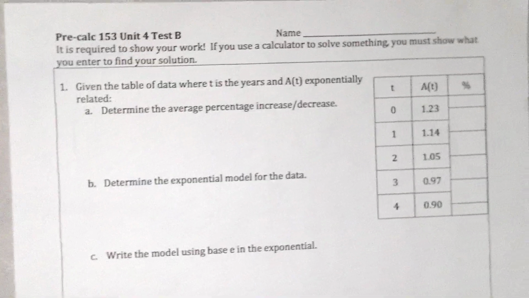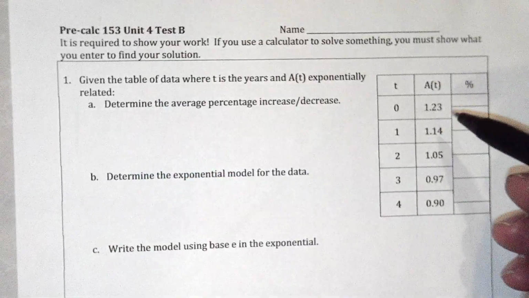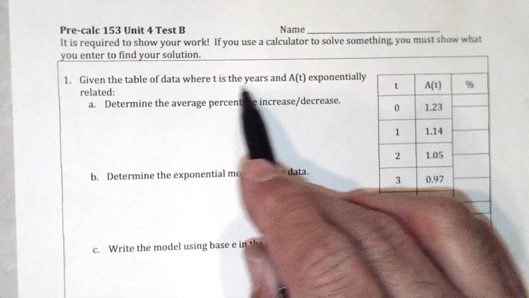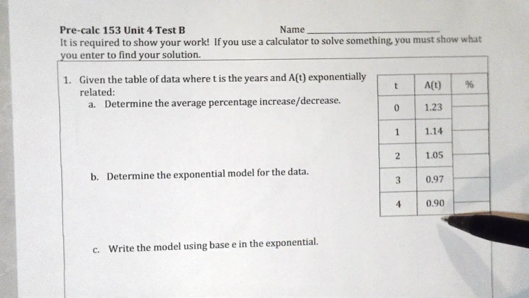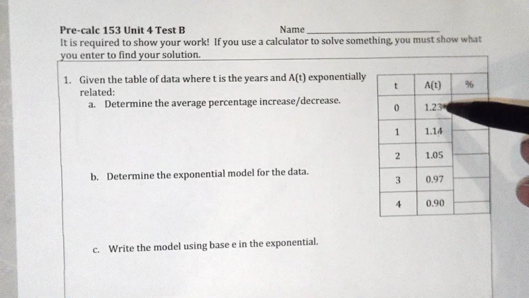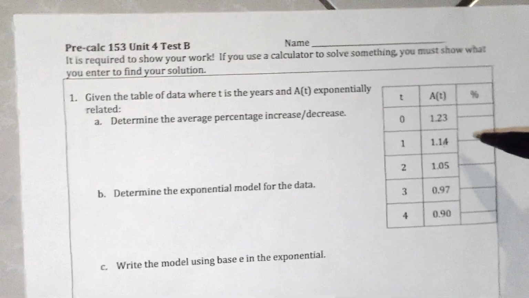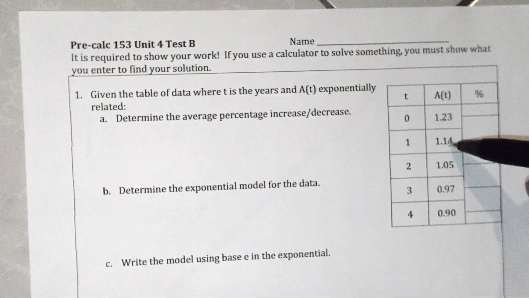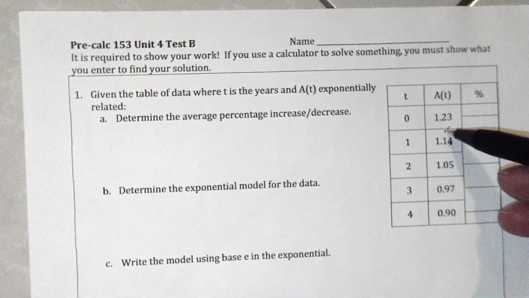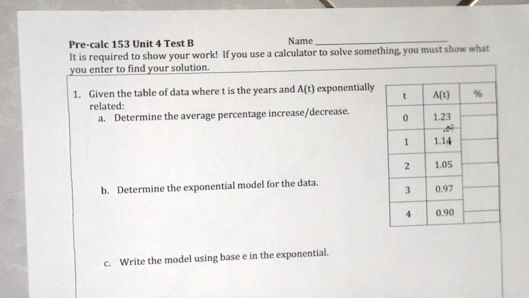Okay, let's do the chapter 4 test. So we have the table and this is supposed to be exponential. So if it's exponential, the change should be the same amount each time. And so we're going to kind of average that. So from 1.23 to 1.14, it's going down by 0.09.